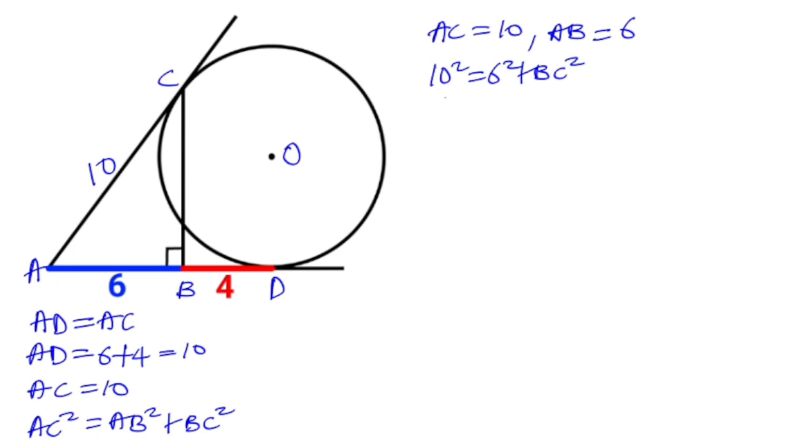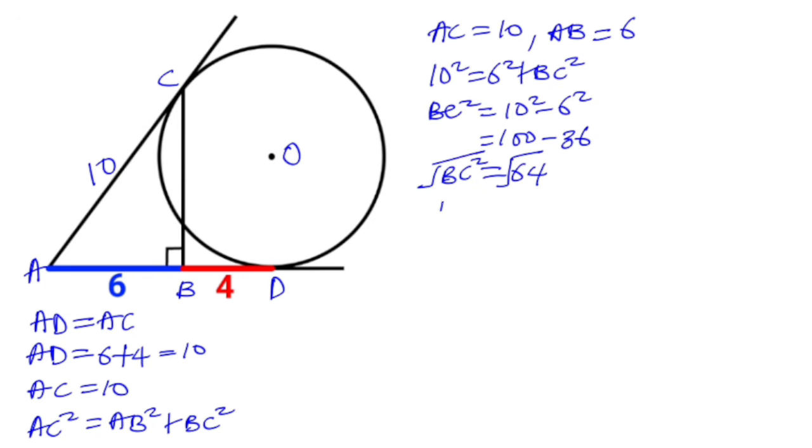Rearranging this will give us BC squared is equal to 10 squared minus 6 squared. 10 squared is equal to 100. And 6 squared is equal to 36. 100 minus 36 is equal to 64. So, BC squared is equal to 64. Taking the square root of both sides will give us BC is equal to 8.